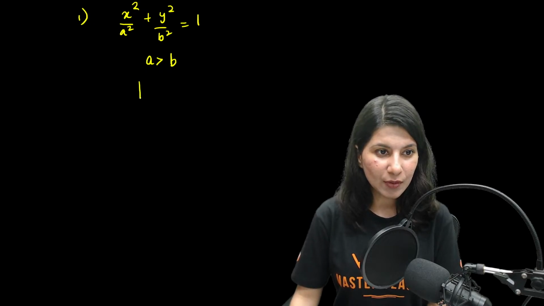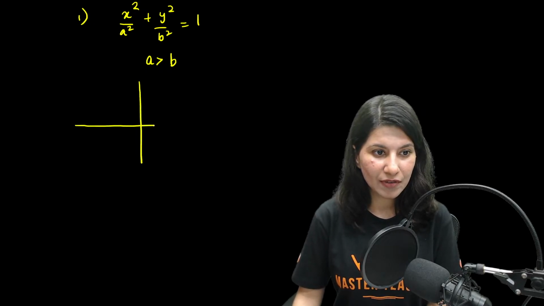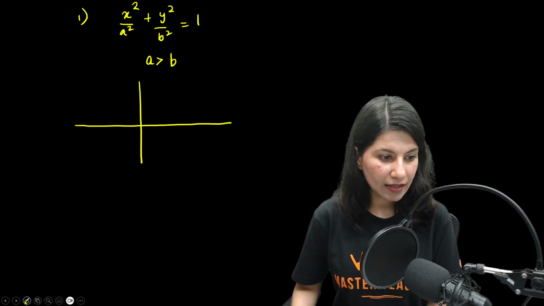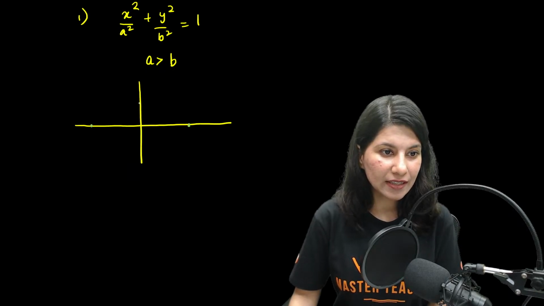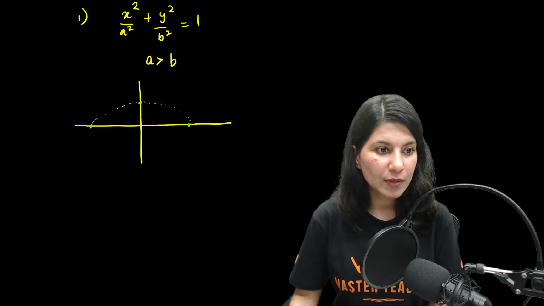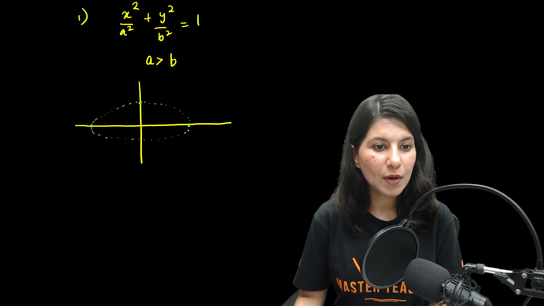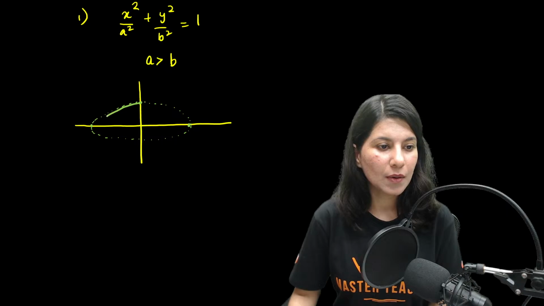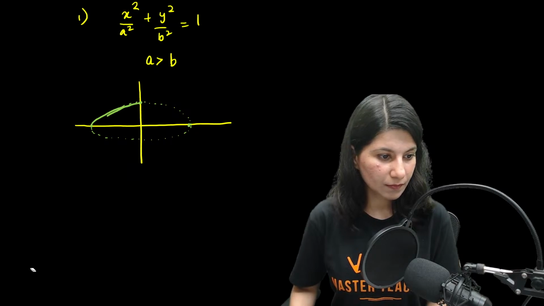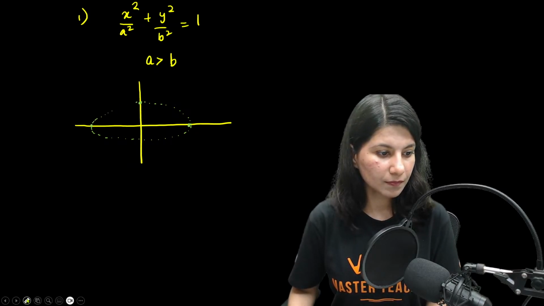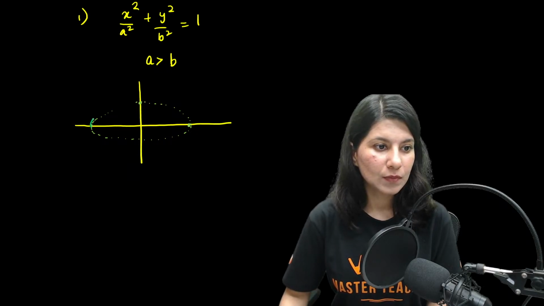So what we will do is quickly draw it. This is your y-axis, this is your x-axis, and let me just draw it relatively neatly over here. So yes, this is your horizontal ellipse.